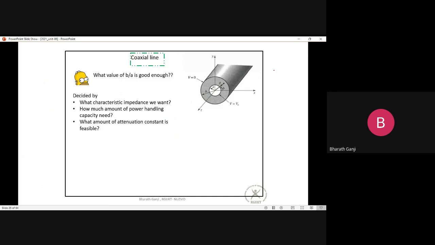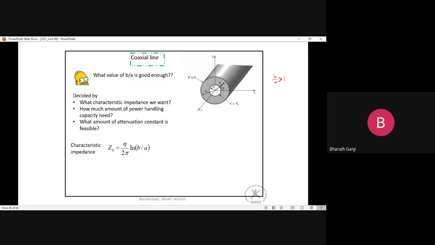So what is this ratio? What value of b by a can I take? Obviously, I cannot take b by a equal to 1, because if b by a is exactly 1, there is no coaxial region. So b by a should be greater than 1. And what is a good, efficient value? That is decided by what kind of characteristic impedance I want, what amount of power handling capability I need, and what attenuation constant is feasible. If we look at these properties, then we can decide the best value to choose for the b by a ratio, because the b by a ratio decides your characteristic impedance.